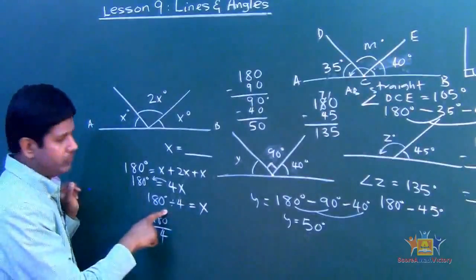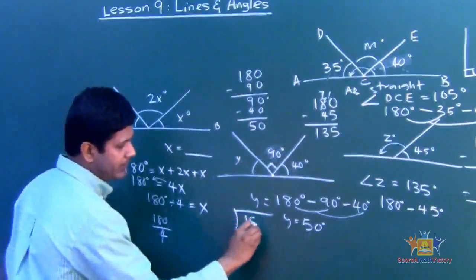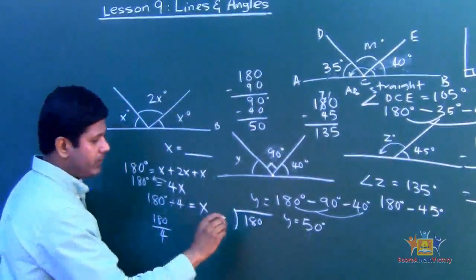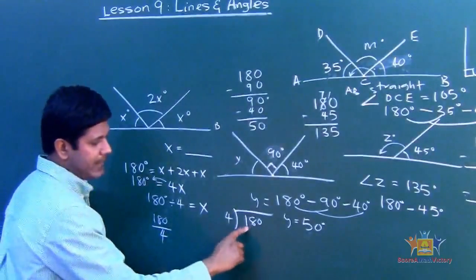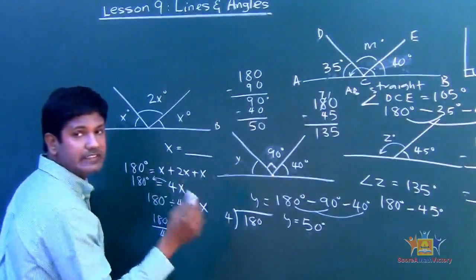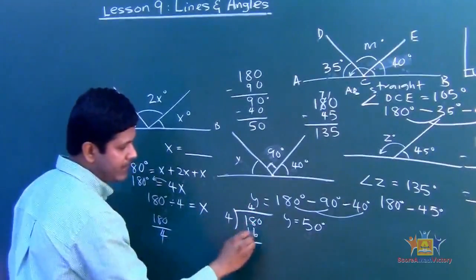Long division method. So we're going to use the cage approach. 180 goes inside the cage, and 4 goes outside the cage. In 1, I cannot, so I go to the next digit. In 18, how many 4s? The closest is 16, which is 4 times 4. 4 times 4 is 16. 8 minus 6 is 2.